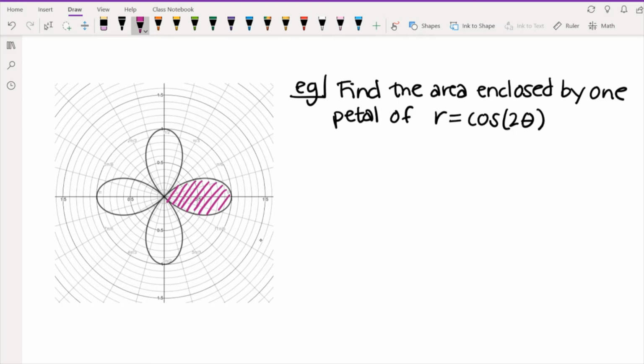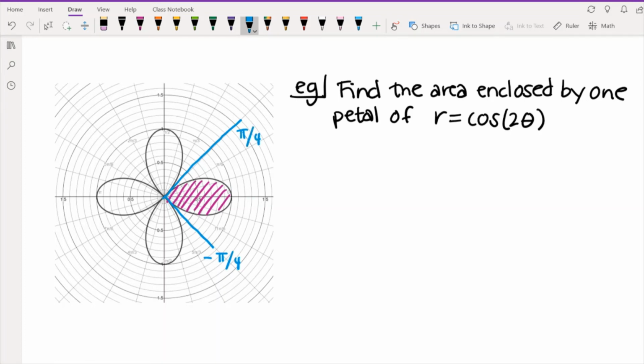So we need to figure out what the bounds are going to be, right? That's really the only thing that we have to figure out here, because we have our formula. We know that r is equal to cosine of 2 theta. We just need to figure out the bounds. So basically, look at where this purple petal falls. It falls in between negative pi over 4 and, oops, that's not right, positive pi over 4.